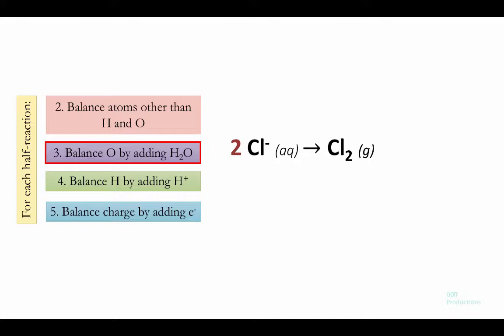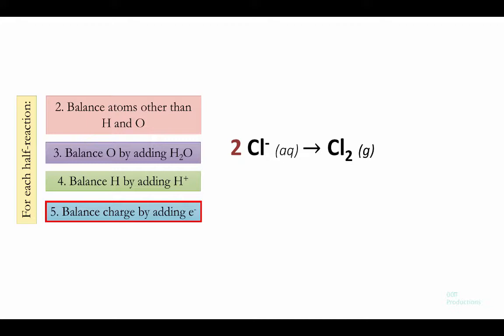Now we're going to balance the oxygens. Well, that's pretty easy for this half reaction because we don't have any oxygens on either side, so we can skip that step. Do we need to balance hydrogens? That's the next step. No, there's no hydrogens here. So this is a very easy half reaction, which is why we started with it. Finally, we're going to balance the charge by adding electrons.